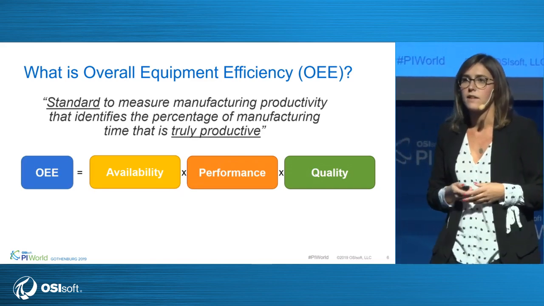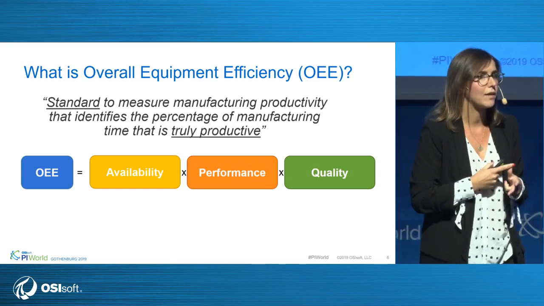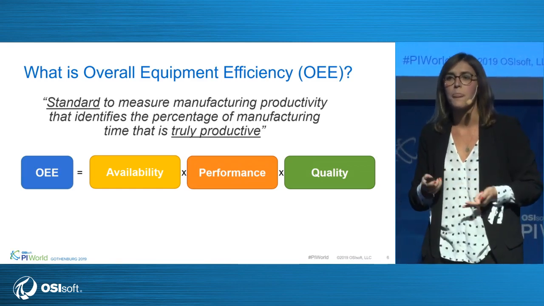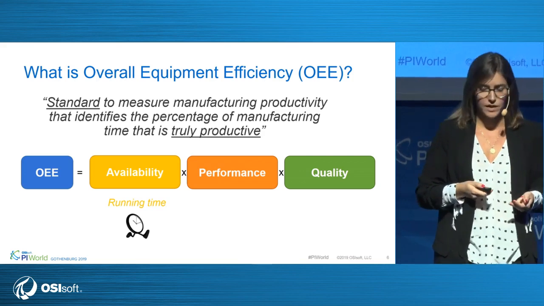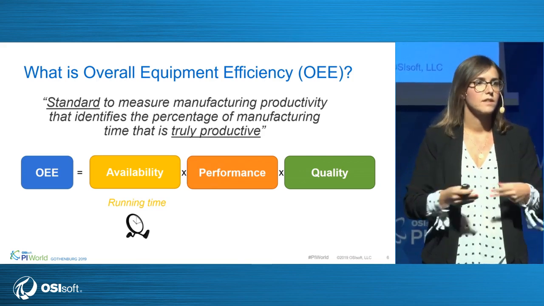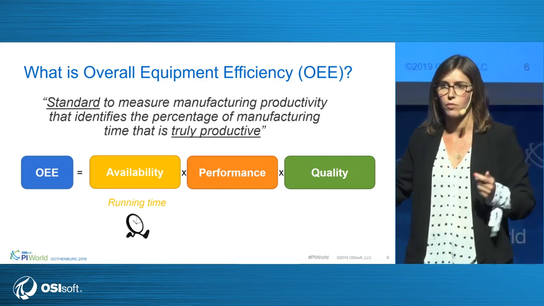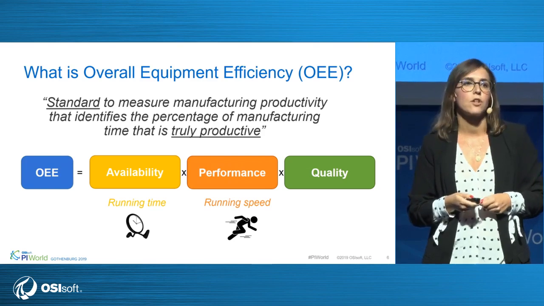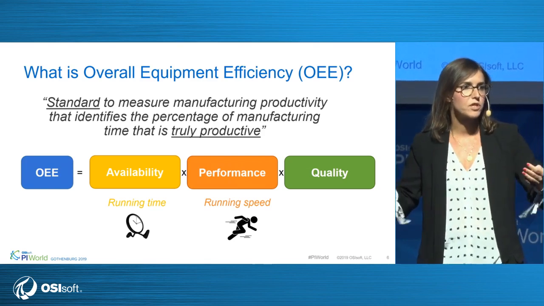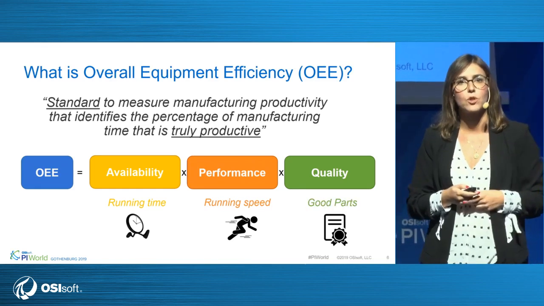It's calculated by the product of three main things: availability, performance, and quality. Availability is related to the running time: how much time an equipment can be running out of our total production time. It's also about performance. Are we running at the maximum speed possible, at the optimal efficiency of the line? And it's also about quality.